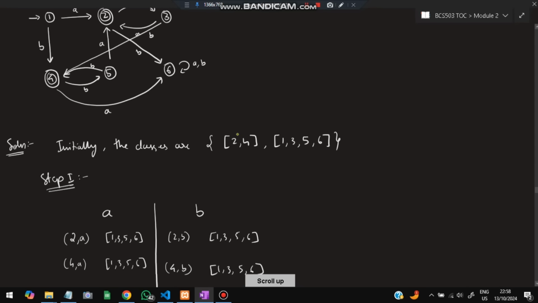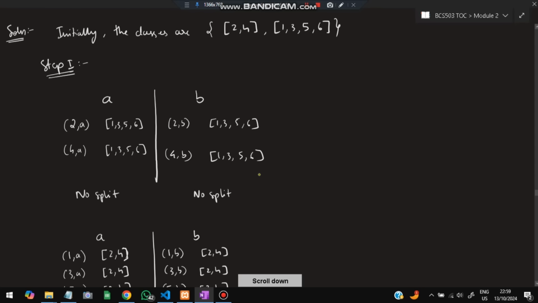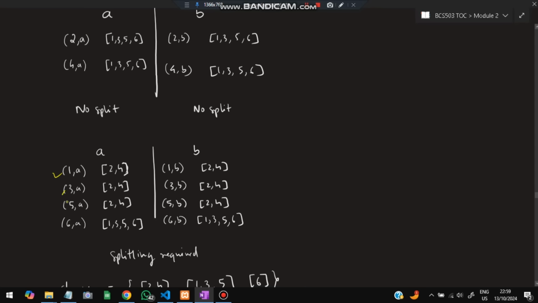So we have considered 2 and 4 for both A and B. Now we have to consider 1, 3, 5, 6 for A and B. So 1 with A, 3 with A, 5 with A, and 6 with A, and then 1 with B, 3 with B, 5 with B, and 6 with B. Like that I'll write, okay. Second one I'll write 1, 3, 5, 6, and 1, 3, 5, 6 with A and B.